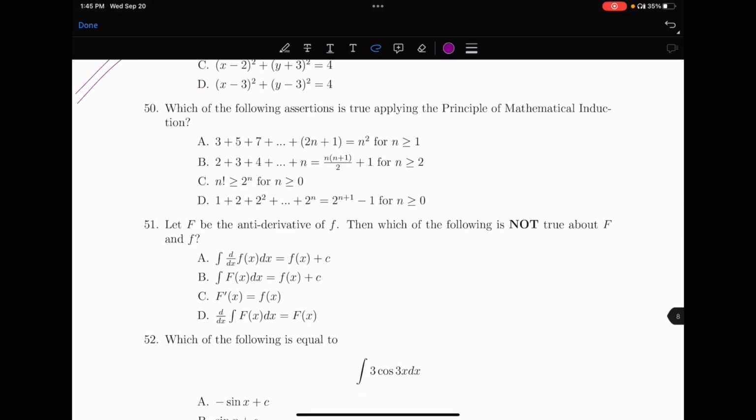እሺ 50ኛ ምን ይላል? Which of the following assertions is true applying the principle of mathematical induction? Okay, let's check. Alright, so okay, principle of mathematical induction ምንድን ነው? Generally if you have a proposition that you want to prove p of n for n an element of natural numbers, what it says is that the first thing that you should do is you should check p of k for the smallest k. And if p of k is true, you first check that k can be 1, right? You can, mostly it is usually 1.